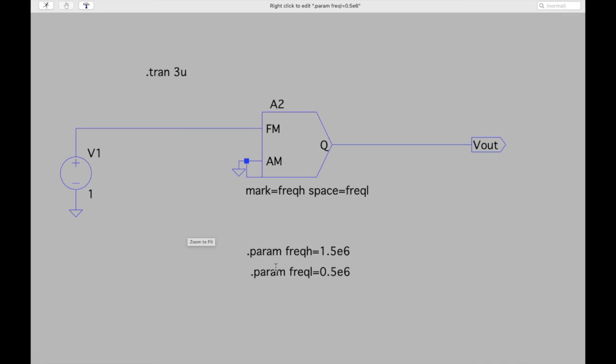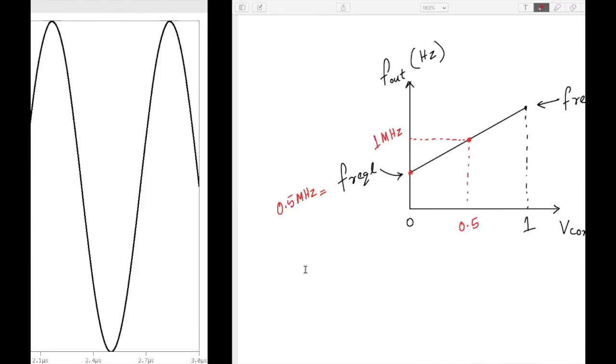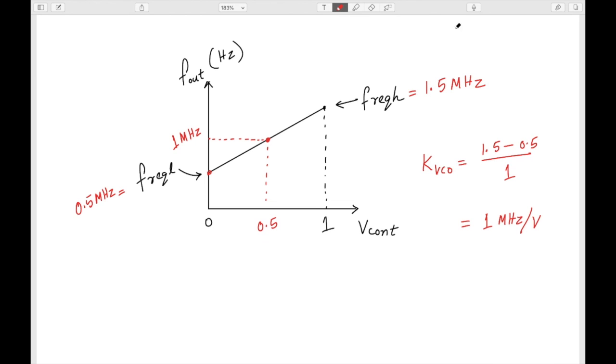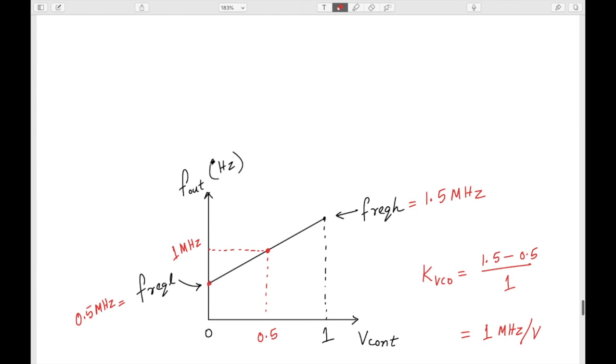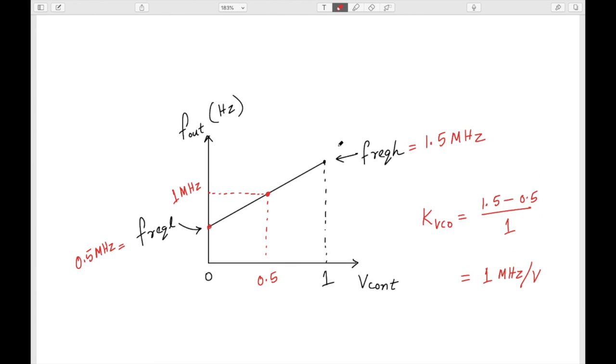Because this is an ideal VCO, this goes on and on, it can be extended long like that. So even if you give 2 volt, you can estimate it, because you know the slope and you know the y-intercept. From there we can find out the frequency that the VCO will be oscillating at.